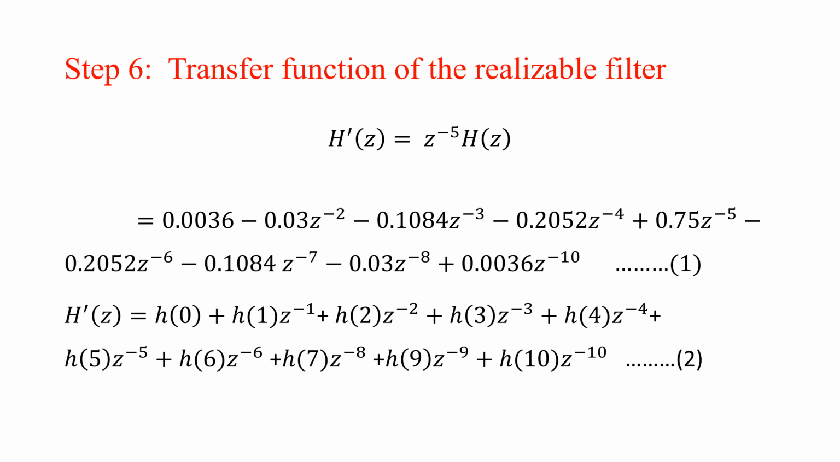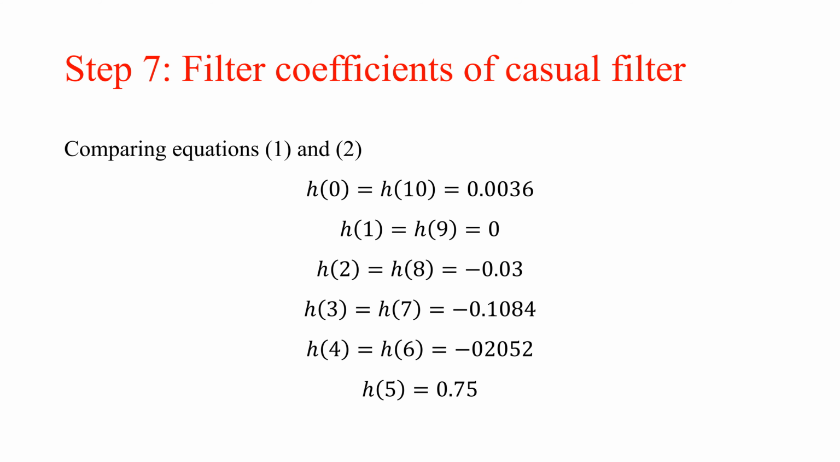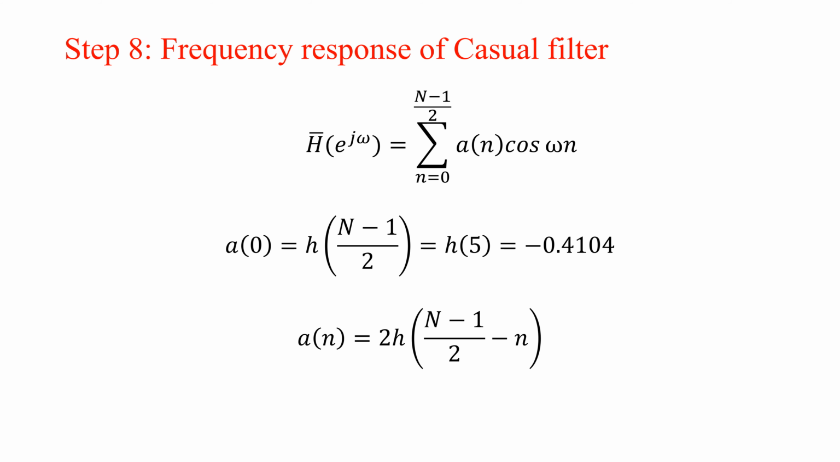The reason is in the previous transfer function, we got positive powers of z. So to convert the positive powers into negative powers, we have to multiply z power minus 5 with h of z. Here there are two equations, 1 and 2, that we have to compare to get the filter coefficients for a causal filter. Our FIR filter is a causal filter. After comparing, we can get the 11 coefficients.